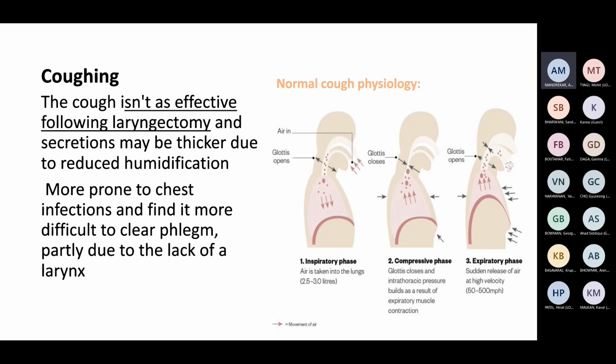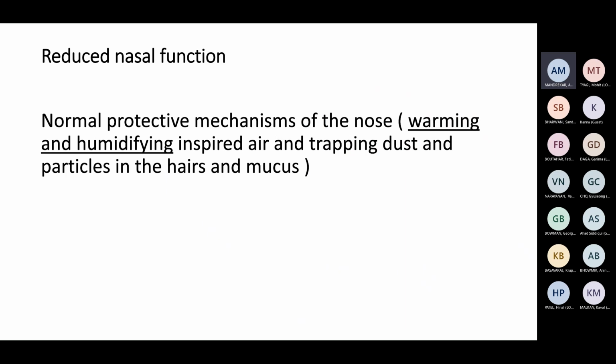As we can see, the normal cough physiology is highly dependent on laryngeal muscles. Going through the physiology, it includes first the inspiratory phase, which is basically air going into the lungs, then creating an intrathoracic pressure, which builds up against a closed glottis, that's the compressive phase, followed by a sudden release of this air. So once we lose the larynx, cough will be affected, and that, of course, will increase the likelihood of having chest infections due to loss of cough reflex.